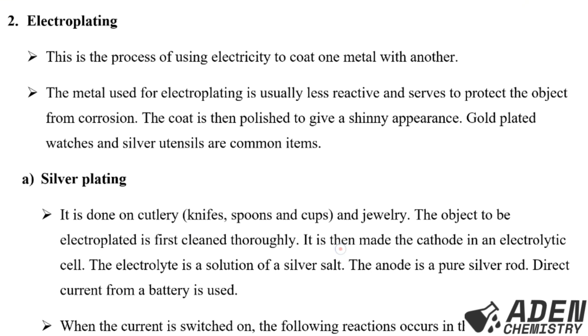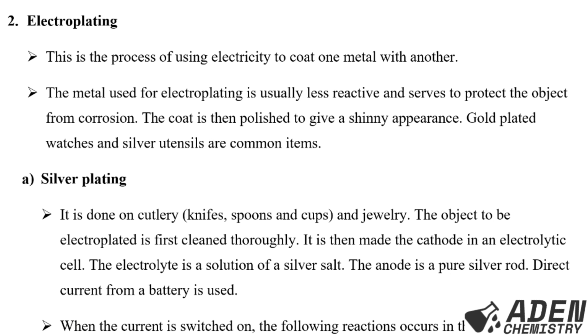It is then made the cathode in an electrolytic cell, and the electrolyte is a solution of silver salt or a solution containing silver ions. Then the anode is a pure silver rod, and we are told direct current from a battery is used.